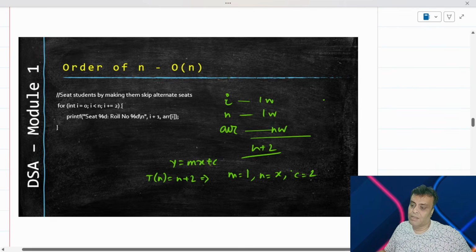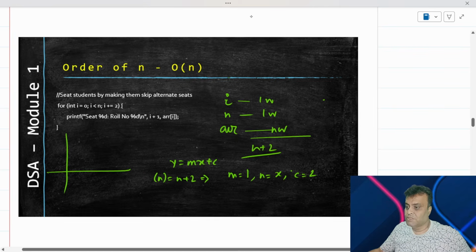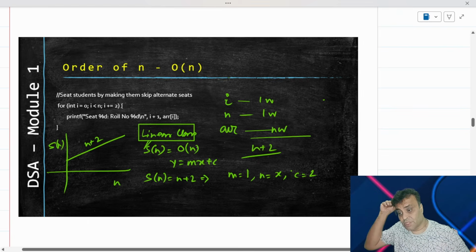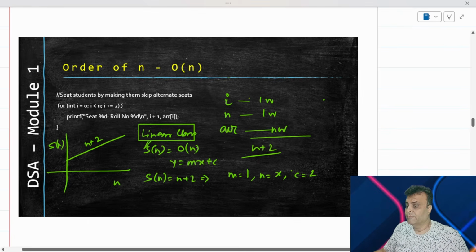And therefore I can write this as, this should have been space complexity because we are talking space here. Therefore I can write this as Sn with n will follow something which is like this, n plus 2. And this is a linear class. This is following a linear class of polynomial. And because it is following a linear class of polynomial, I can say my space complexity is an order of n, because the degree of a linear class is always 1. So that space complexity is therefore order of n.